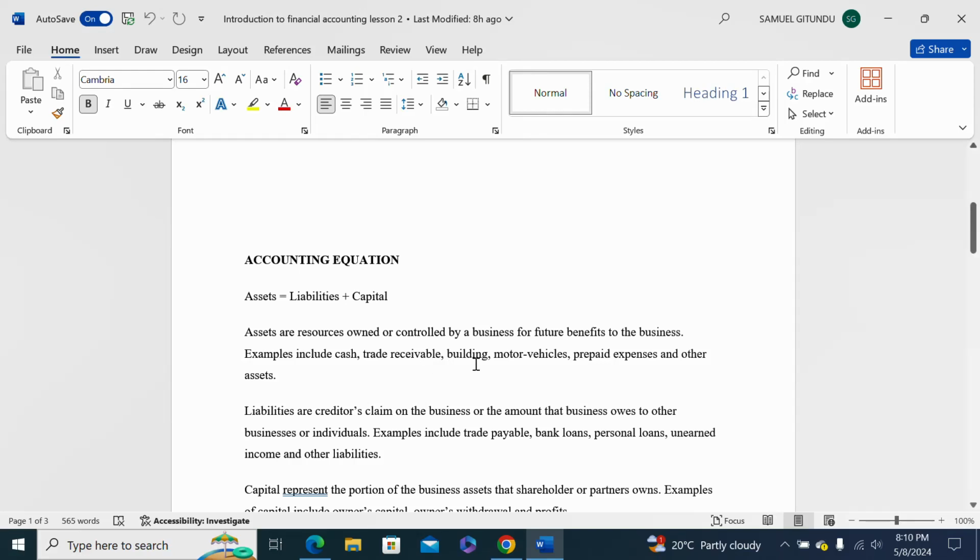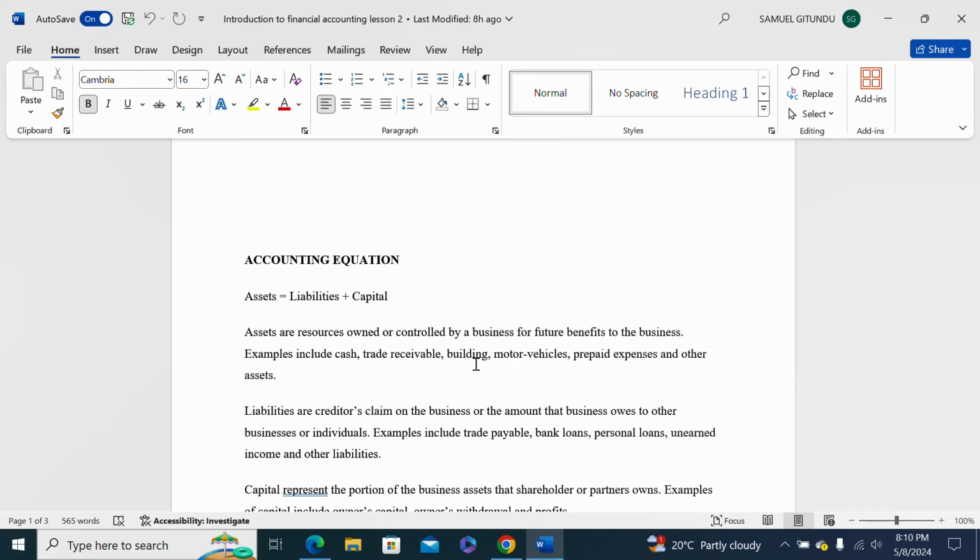Then there is the building in which the business is being carried out. That is another example of an asset. We have motor vehicles in a business, which are used for distribution purposes. They can be used to distribute goods to the warehouses, and to the retail shop. These motor vehicles are assets of a business.